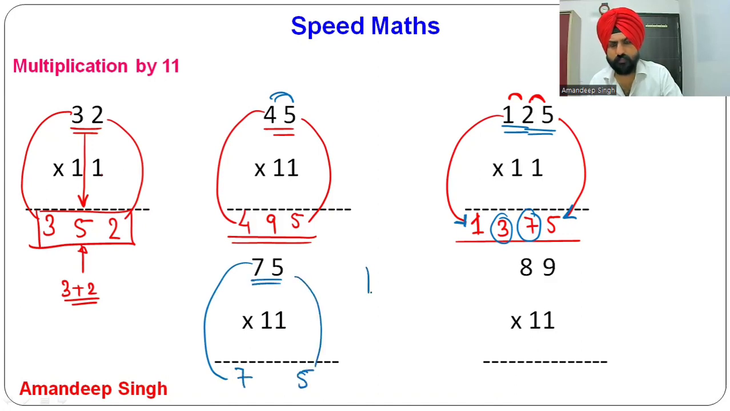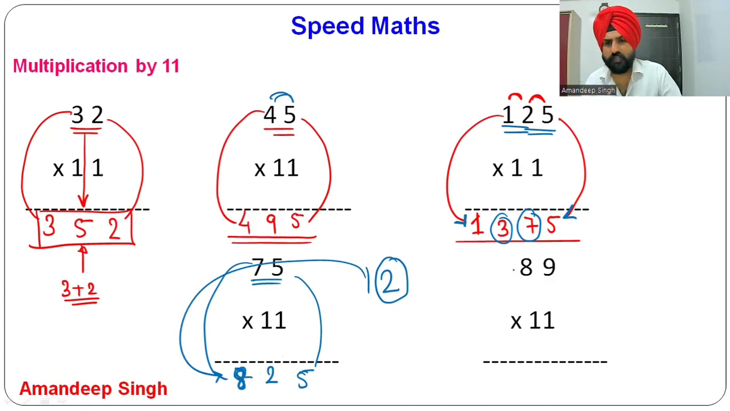What is 7 plus 5? It is 12. I will only write the rightmost digit, that is 2, and this 1 will be added to the 7 as a carry forward. So the answer has to be 825. Right? So let's have one more example here.